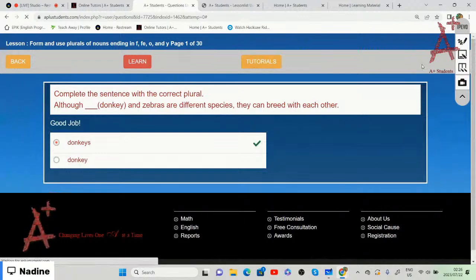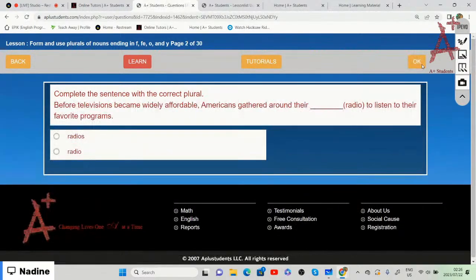All right, so if you have donkeys, then well done. Before televisions became widely affordable, Americans gathered around their radio to listen to their favorite program. So is it radio or is it radios? All right, so which means that we are basically just adding an s to make radios.